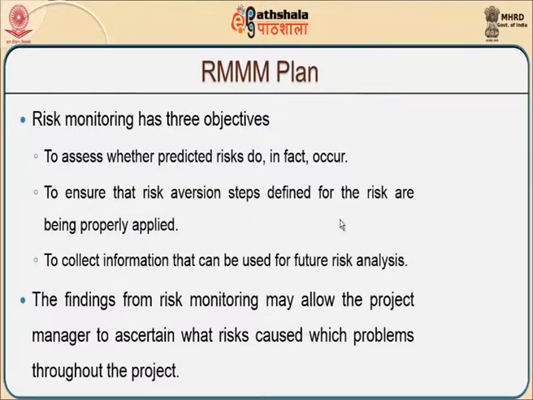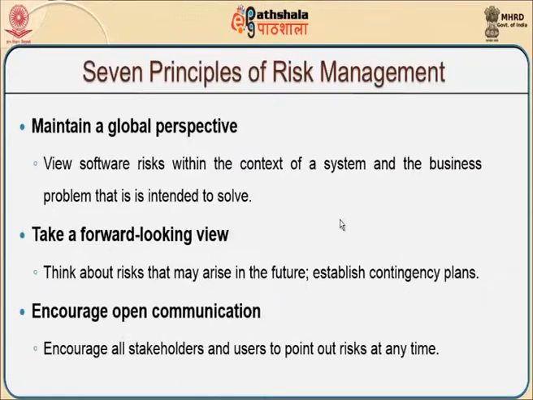This monitoring has three different objectives. One is to assess whether predicted risks do in fact occur, and to ensure that the risk aversion steps defined for the risk are being properly applied. The other is to collect all the information that can be used for future risk analysis. From this we will get a list of findings from risk monitoring, and this may allow the project manager to ascertain which risk caused which problems throughout the project. There are 7 principles that are associated with project risk management.